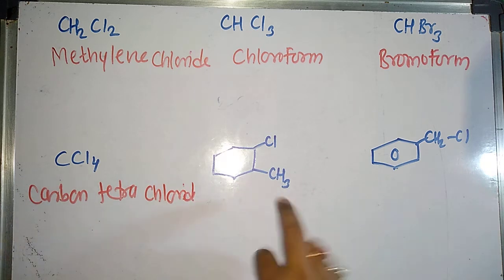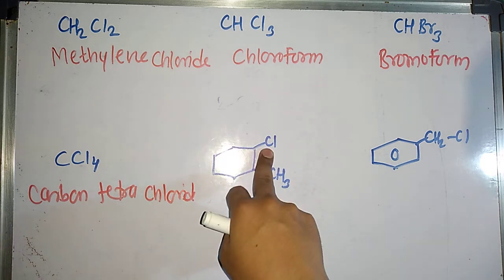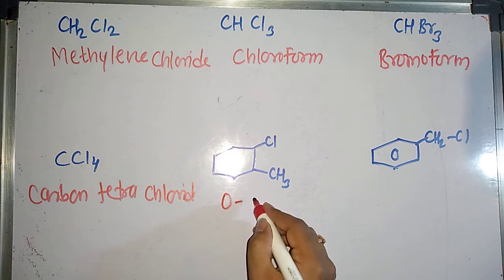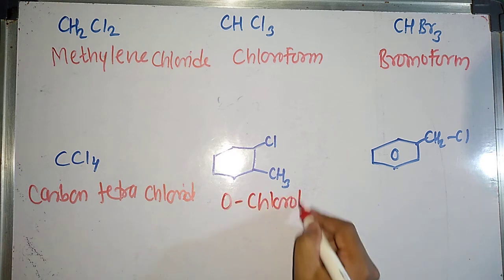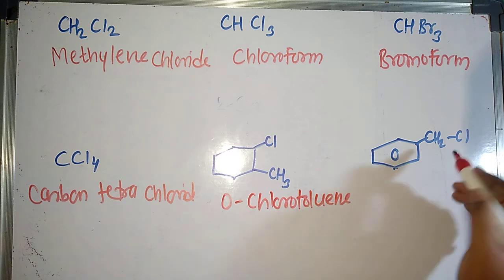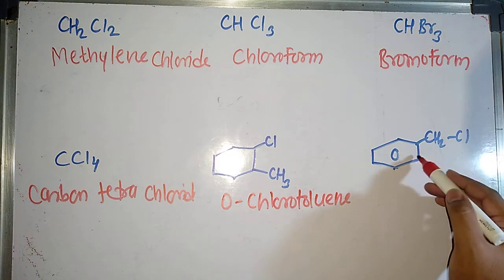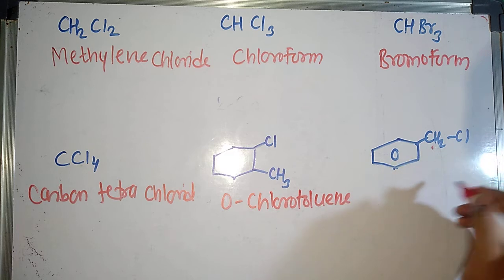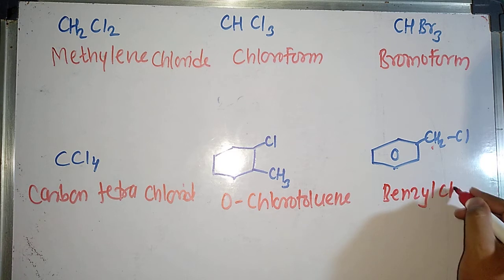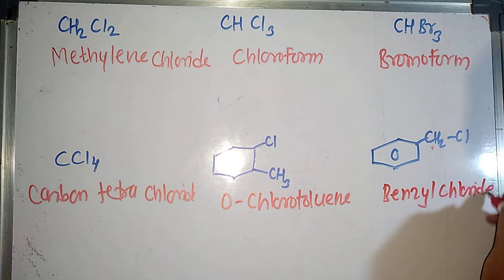Similarly, this compound is toluene, but at its ortho position I'm having chlorine, so I will write its name as orthochlorotoluene. So the correct common name is orthochlorotoluene. Now in this case I'm having a benzylic carbon atom to which chlorine is attached, so I will call it benzyl chloride. The common name is benzyl chloride.